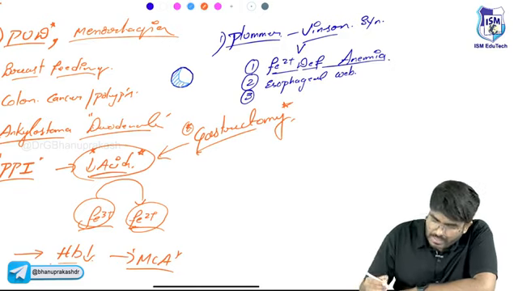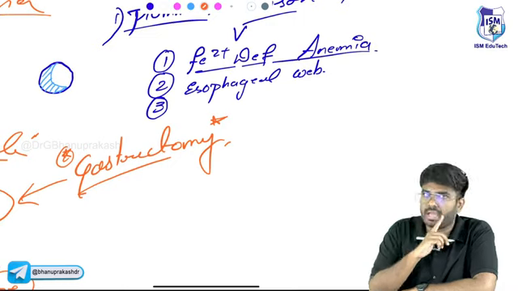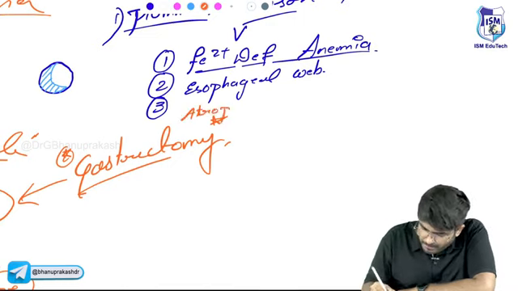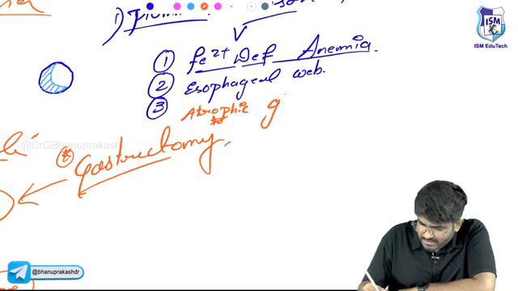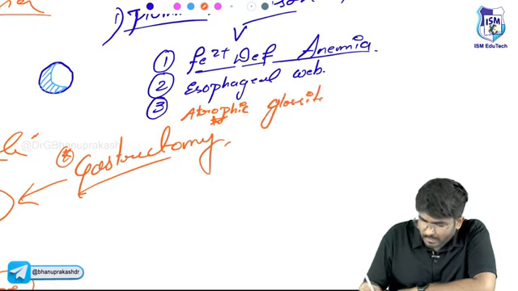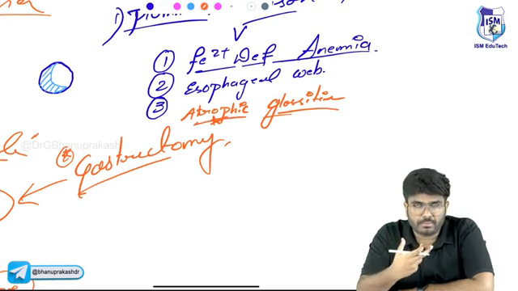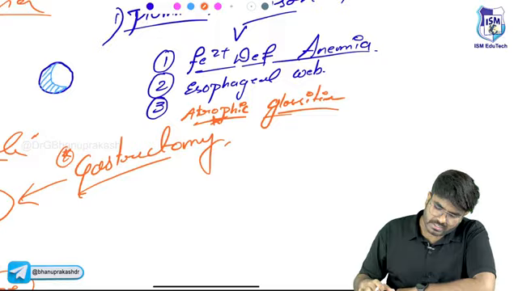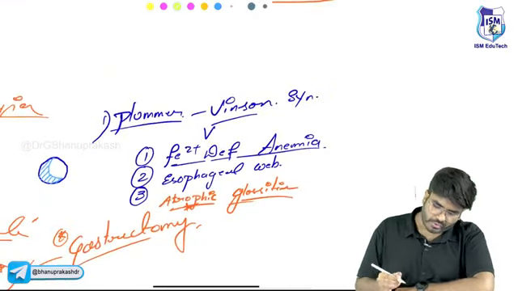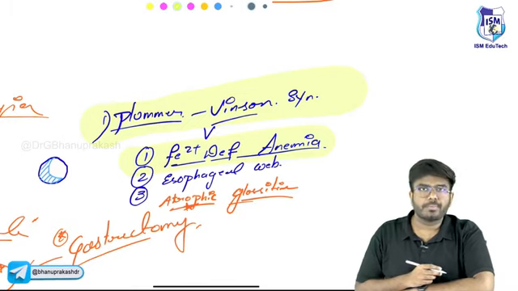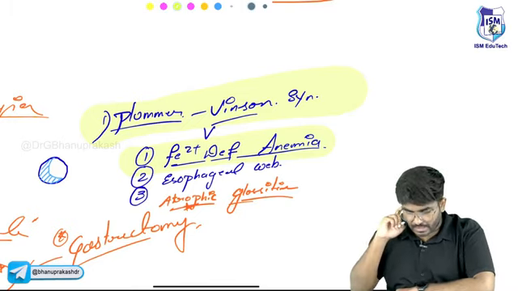The last one is angular cheilitis or atrophic glossitis can be seen. The patient is going to have a large red beefy tongue. So at the end of the day, the only point which I want you to know for your exams is that Plummer-Vinson syndrome is associated with iron deficiency anemia.